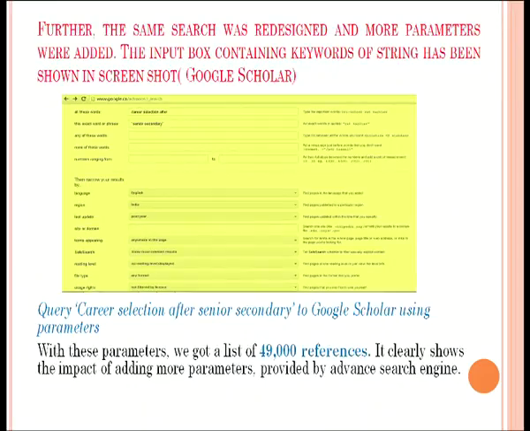Further, the same search was redesigned and more parameters were added. The input box containing keywords of the string has been shown in the screenshot, that is Google Scholar. The query is career selection for senior secondary to Google Scholar using parameters. With these parameters, we got a list of about 49,000 references. It clearly shows the impact of adding more parameters provided by the advanced search engines.